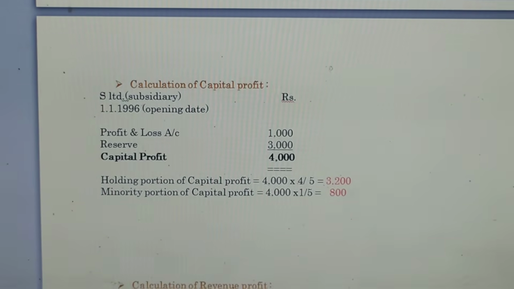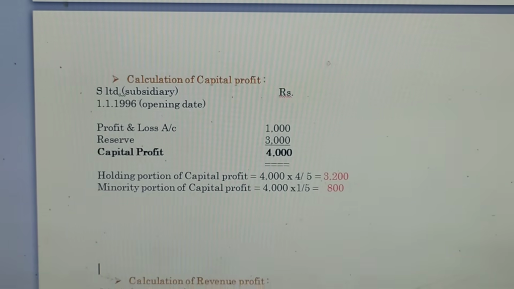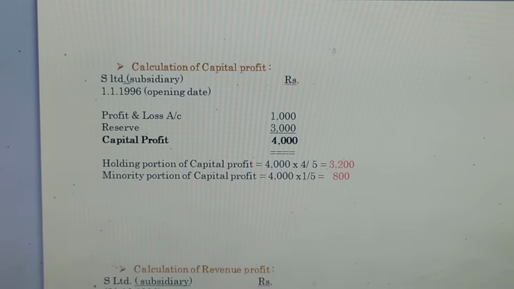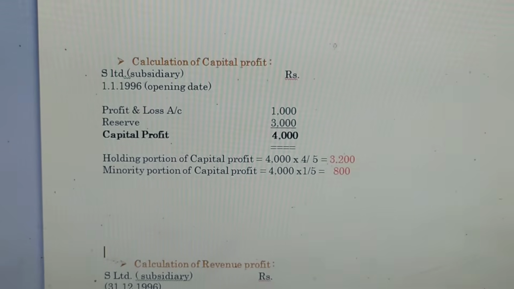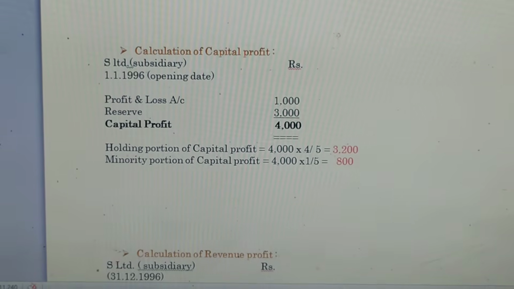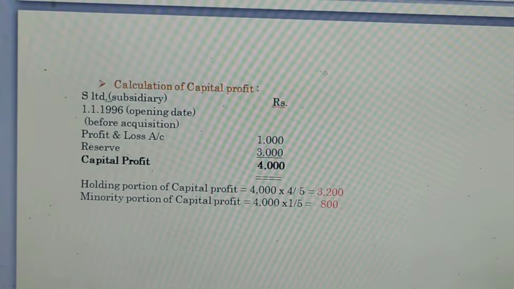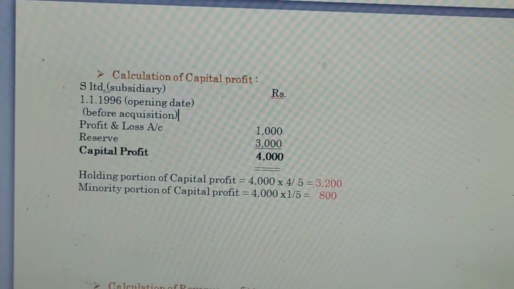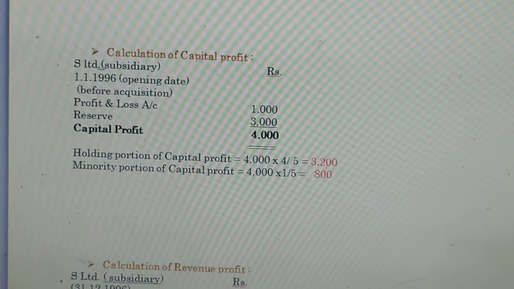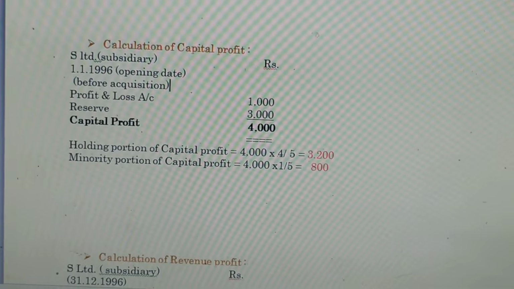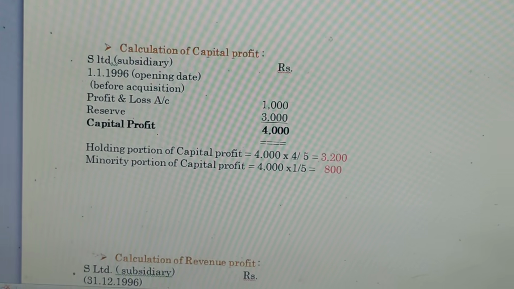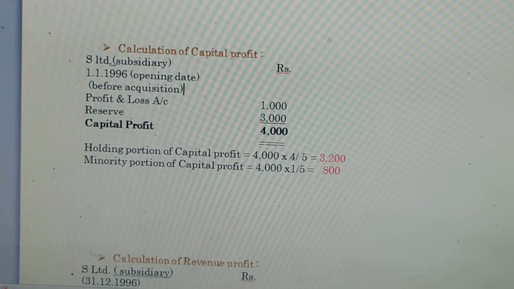Then we are going to prepare the capital profit. S Limited, subsidiary, on 1/1/1996, the opening date. The profit and loss account on 1/1/1996 is 1,000 and the reserve on 1/1/1996 is 3,000. So the total is 4,000, that is called capital profit. It is also called before acquisition profit. So the holding portion of capital profit equals 4,000 multiplied by 4/5, the amount is ₹3,200. And the minority portion of capital profit equals 4,000 multiplied by 1/5, we get 800.